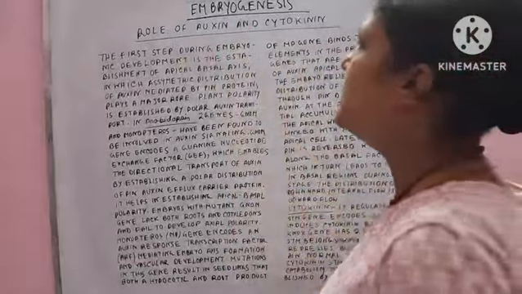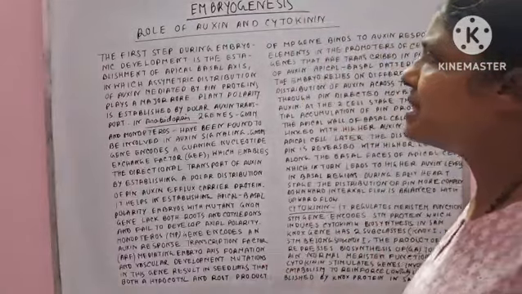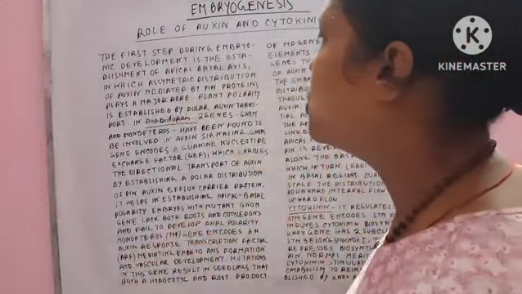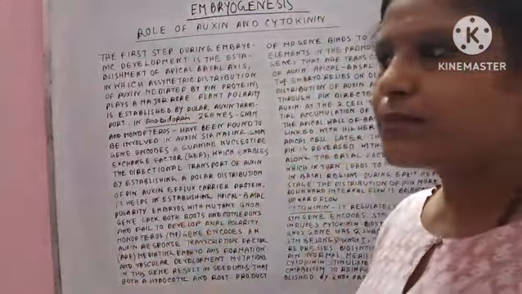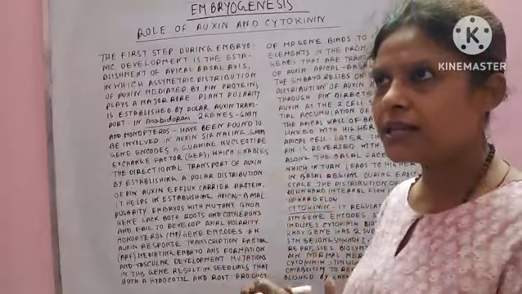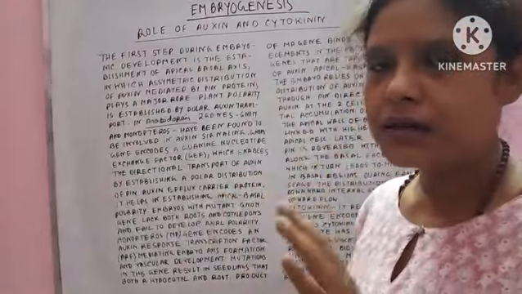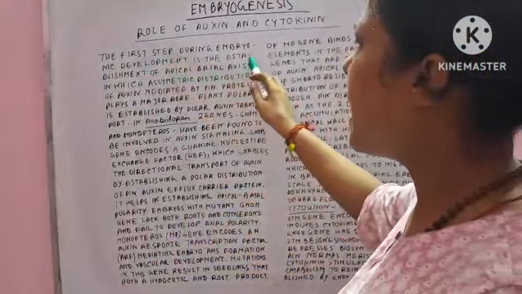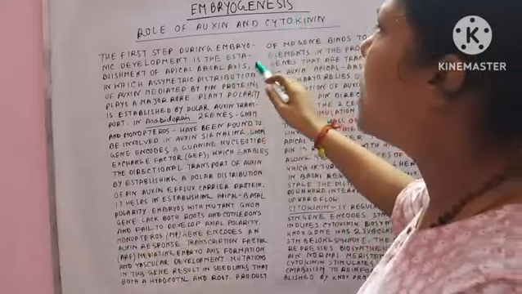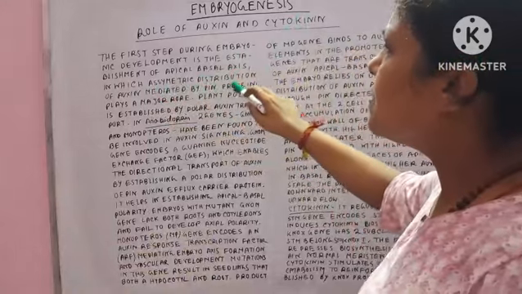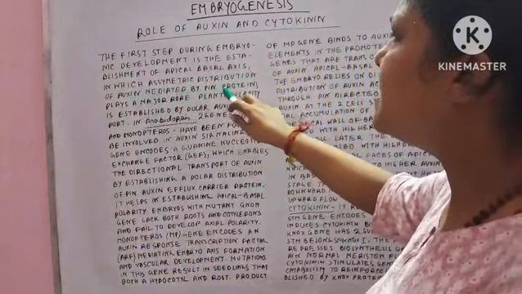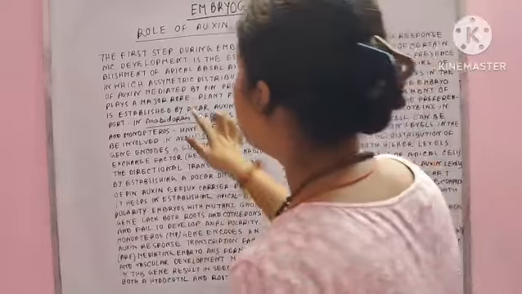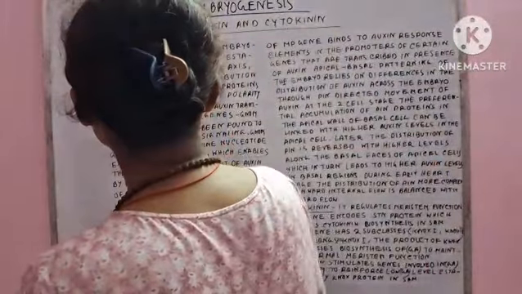The first step during embryogenic development is the establishment of the apical basal axis. There are two axis patterns formed: one is the apical basal axis and the other is the radial pattern. In the apical basal axis formation, the asymmetric distribution of the auxin, mediated by the PIN proteins, plays a major role.